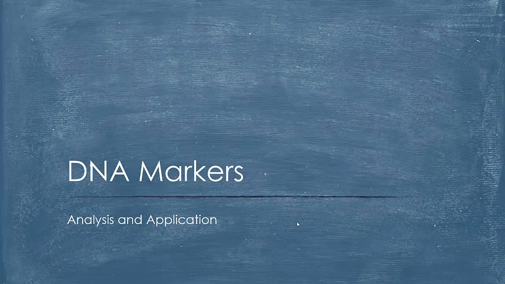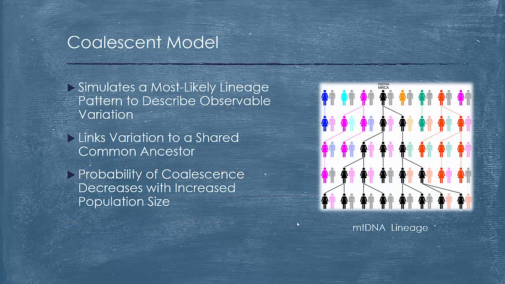So to continue our discussion of DNA markers, it's time to look at how we analyze and what applications we have for DNA markers. All right, one of our analysis techniques is what we refer to as our coalescent model. In my opinion, the text describes the coalescent model in an overly complicated fashion. But essentially, the coalescent model simulates a most likely or probabilistic lineage pattern that describes the current observable variation. Ultimately, it links all observed variation to a shared common ancestor.